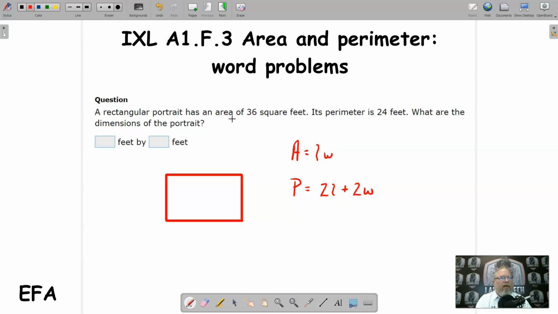Now what we know is that the area is 36, in this case square feet. And we know that the perimeter is equal to 24. And this is just linear feet, just distance, not area. So we know the distance around the outside is 24. If we start here at the corner and we measure one side, the other side, the other side, the other side, then we have the perimeter.